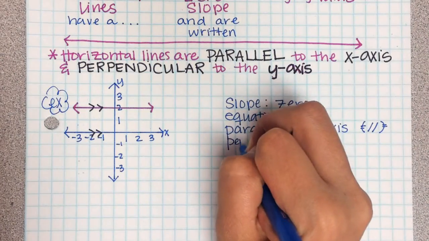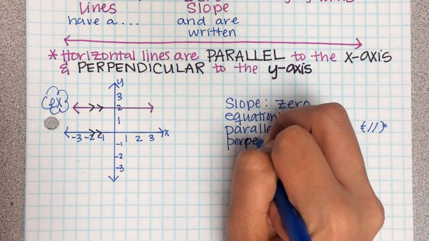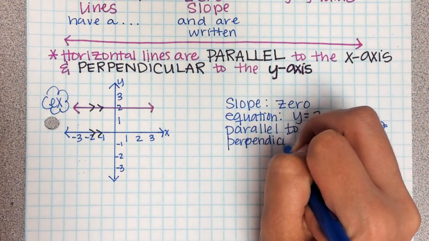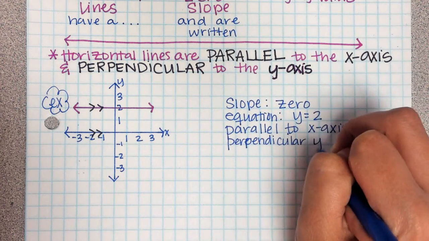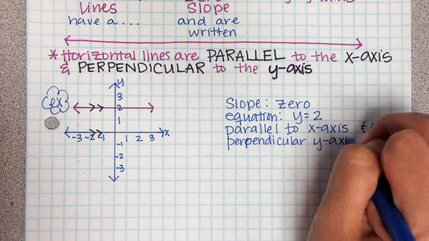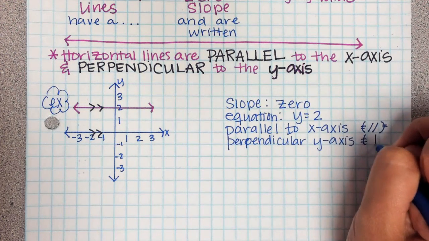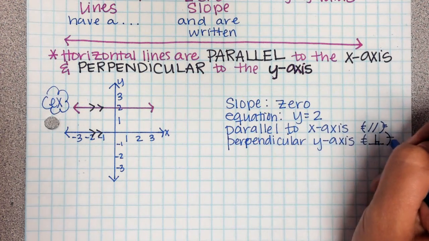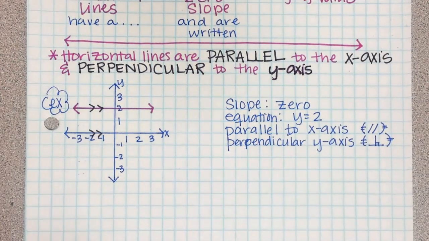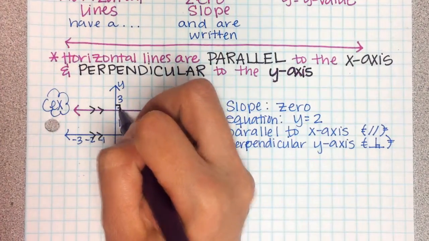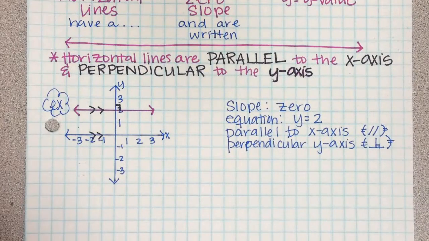And it is perpendicular to the y-axis. The shorthand for perpendicular is like that. And on my graph, I can draw a little right angle where they meet, and that makes them perpendicular.